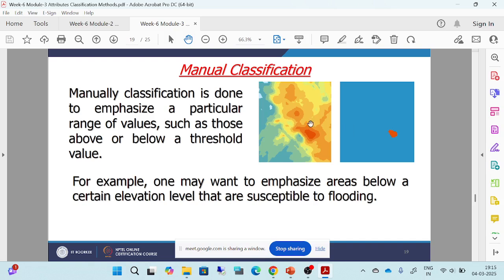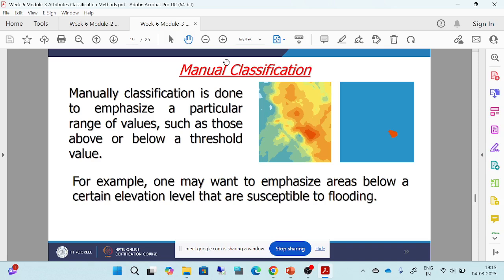So here we have an elevation model, DEM, but then I simplified it in such a way that I'm only considering that area which is above 2000 and below 2000, nothing in between. So based on this, the people evacuation at the time of flooding, all that can be facilitated. So this is very dependent on the user.